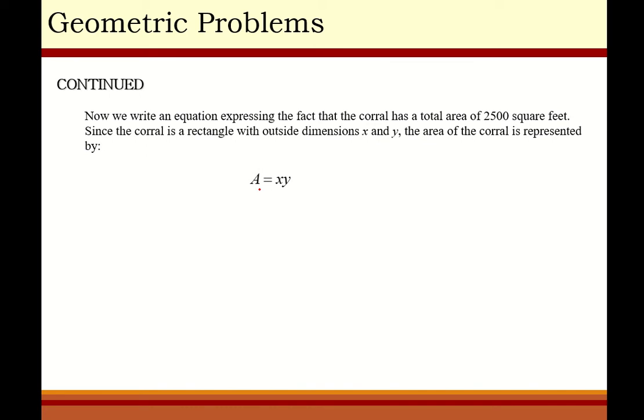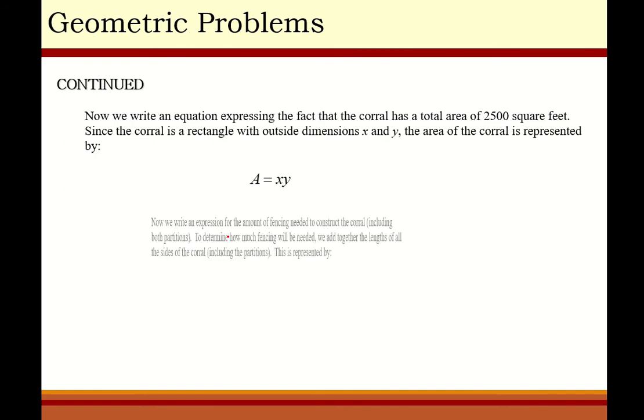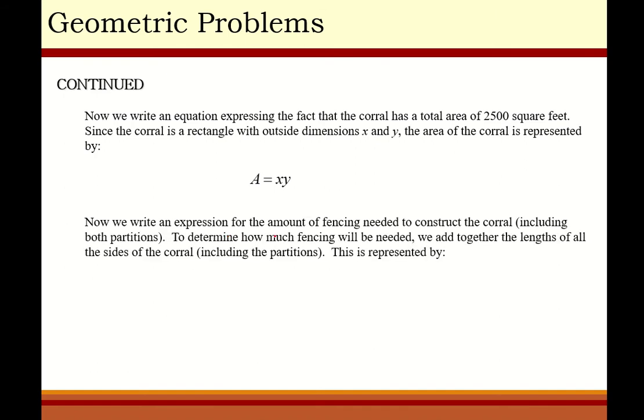Same as in our previous example, area is just the product of the length and the width. In this case, our width is x and our length is y. It's just the product, it doesn't matter whichever comes first, the y or x, since we apply the commutative property of a product. Now we write an expression for the amount of fencing needed to construct the corral. So this parenthesis, class.